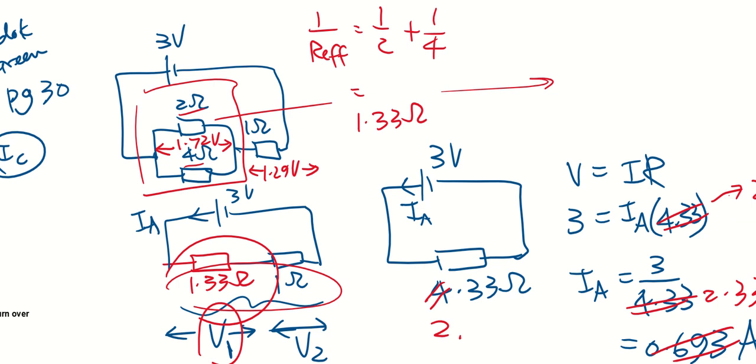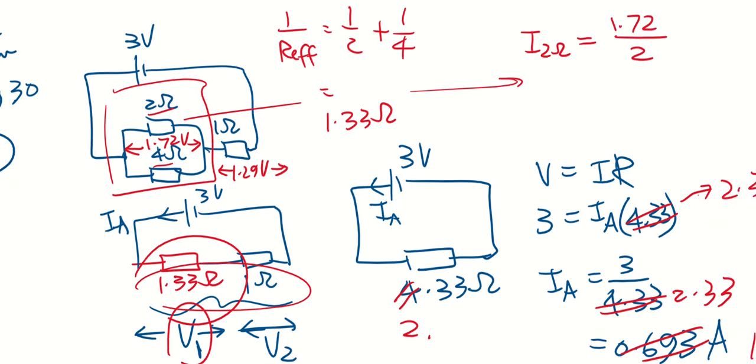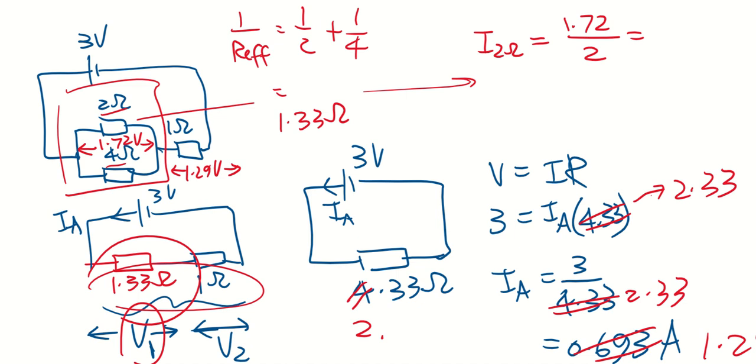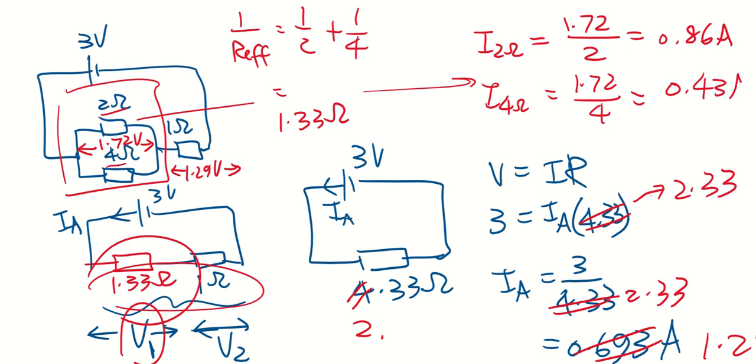So now I would like to calculate what is the current that passes through this 2 ohm. Because I have the V, which is 1.72, I divide by the resistance, and I will get 0.86 A. Okay, so how do I find the current that passes through the 4 ohm? I get 1.72 divided by 4, I will get 0.43 ampere.